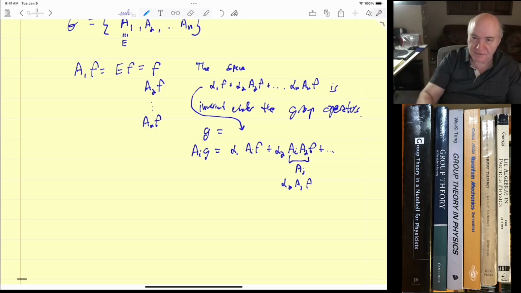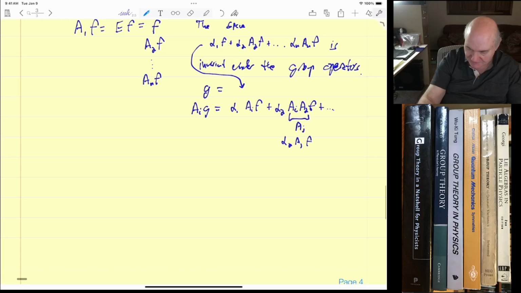So it's just the fact that the group under the product is closed that explains why this is an invariant space. It need not be of dimension m. It could be of dimension 1 for all we know. If f happens to have the symmetry of the group, applying the group operators to it won't change it. But this will be an invariant space, to which we can apply our theory of invariant spaces.